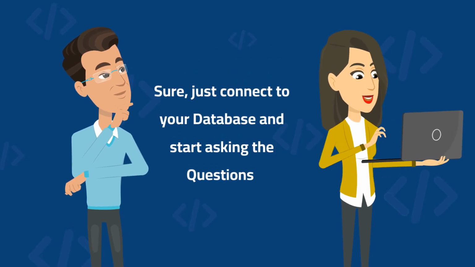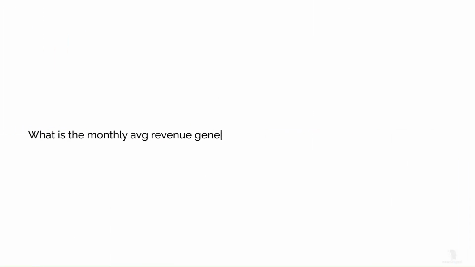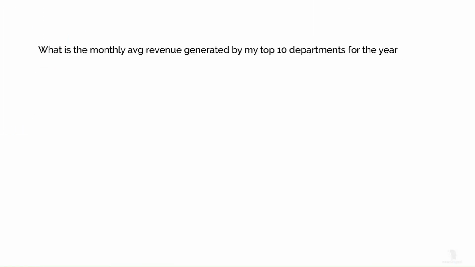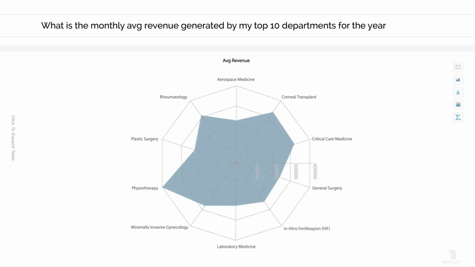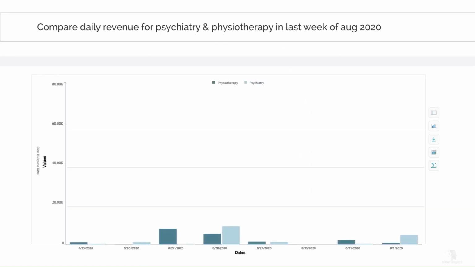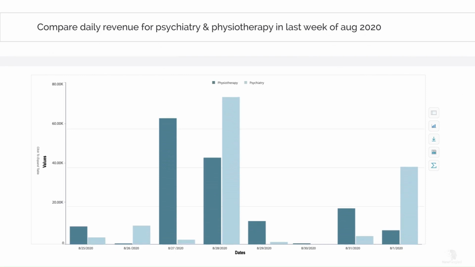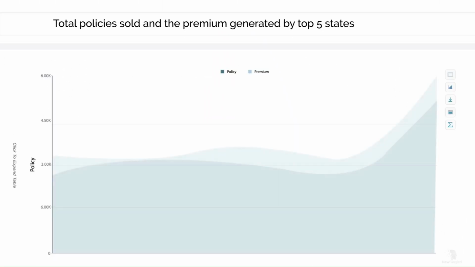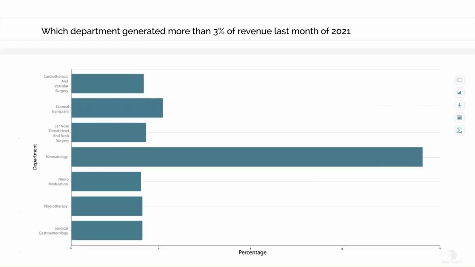For example, let's find out the average revenue by my top performing departments. Or let's compare two entities in a duration. You can easily find the statistics for your top performers. We can also find the entities above or below a threshold. Or let's see the monthly growth by my top agent.